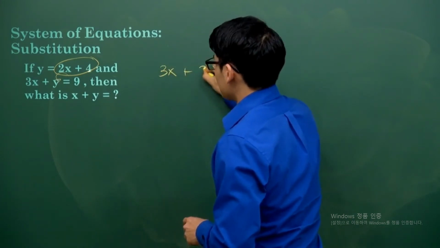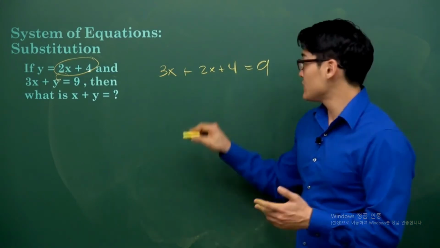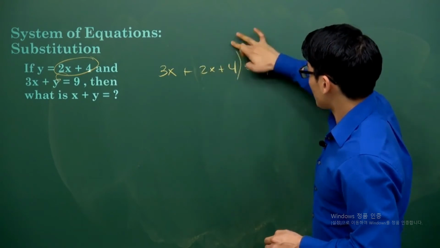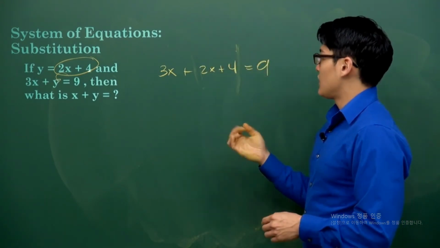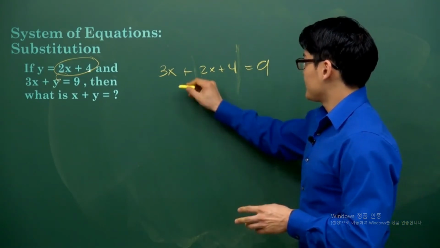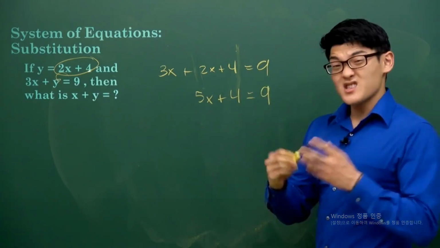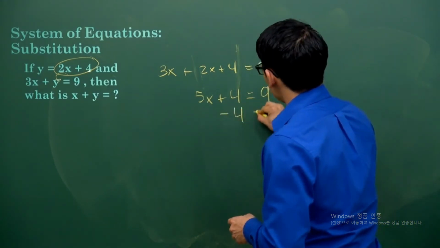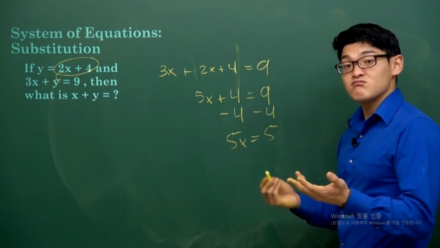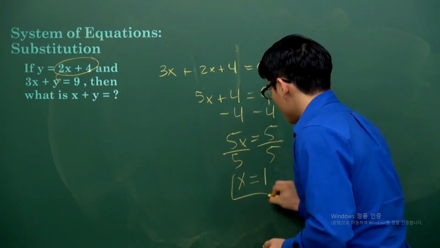So 3x plus 2x plus 4 equals 9. We have this now. Great. And since this is being added, we can just pretend the parentheses are not there. And let's go ahead and combine like terms. And we'll have 5x plus 4 equals 9. We're going to solve for x. Minus 4 on both sides. We'll get 5x equals 5. Divide by 5 to get x. We'll get x equals 1.